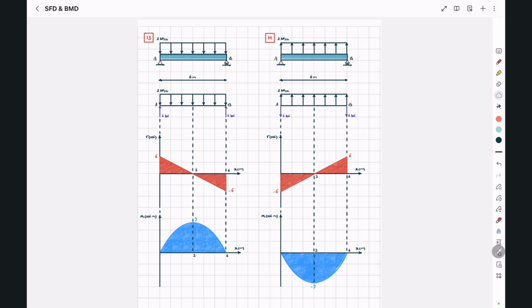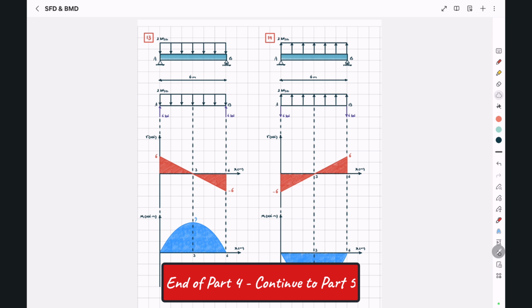And now in the next 4 examples, we're going to see how the shear force and bending moment diagrams will look like when we have different types of triangular loads applied to our beam.